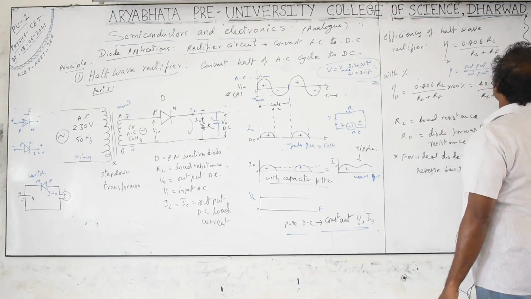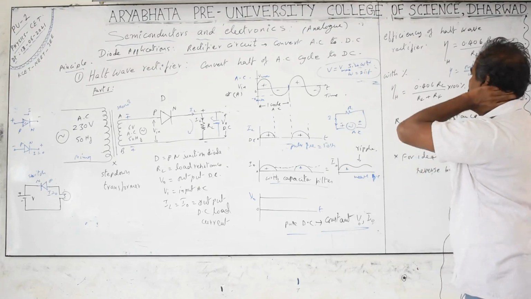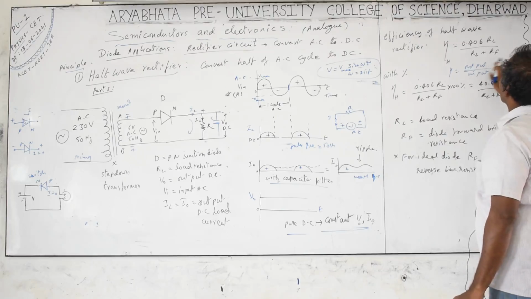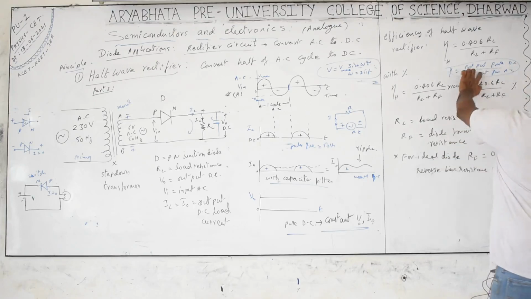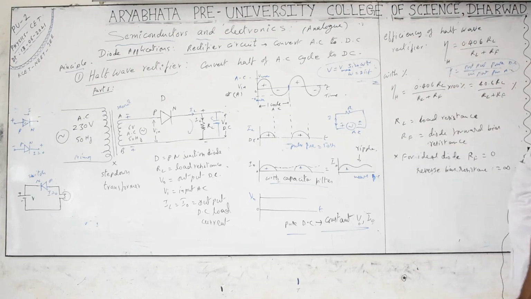So output DC and input AC voltage. That variation is nothing but equal to, this ratio is better called output power, that is DC, and input power, that is AC. This is called efficiency, but they don't ask in terms of this, they ask in terms of numbers. Efficiency of the transformer is given by 0.406 into load resistance by RL plus RF.